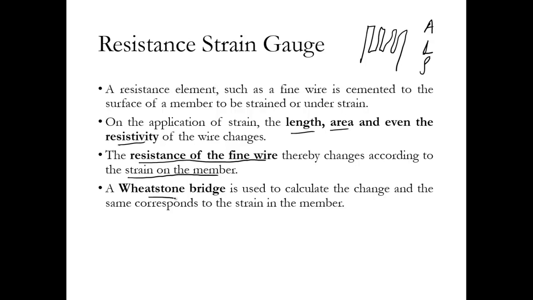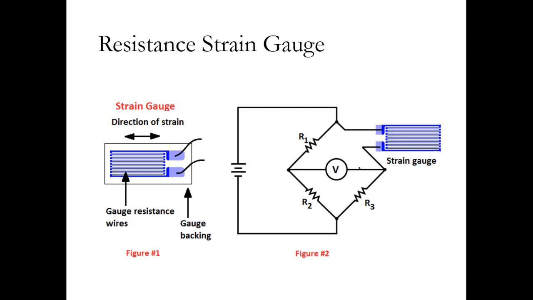We use something called a Wheatstone bridge to calculate the change in the resistance and the corresponding strain in the member. Now all of these follow the principle of variable resistance, or the change in the resistance. So that's why we call them capacitive and resistive sensors, where we use the principle of change in resistance in designing these sensors. These are very helpful for us to determine the stresses and strains on the members.